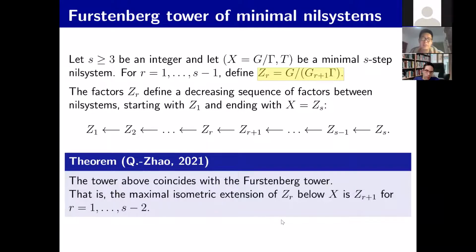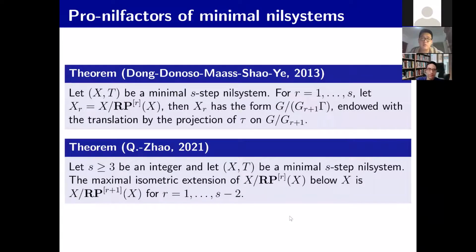So using this, we can show that actually this factor is also the maximal R-step pro-nil factor of a nil system. And using this we can confirm the Donoso conjecture for nil systems.